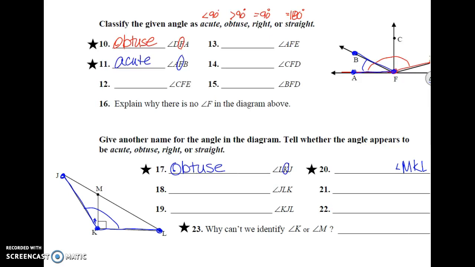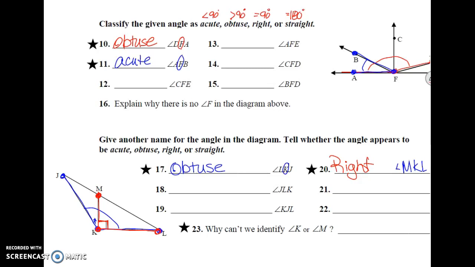For question 20, which is actually up our screen there, it is MKL. If I trace out MKL, I start at M, then I go to K, and then I go to the right at L. That does fill in just the part around the right angle. So that angle is right.